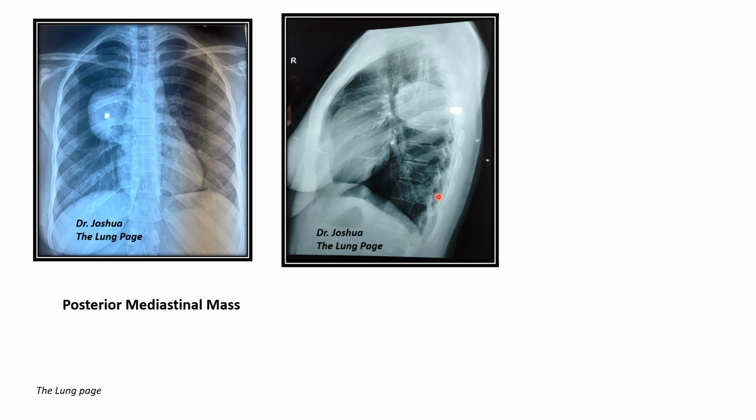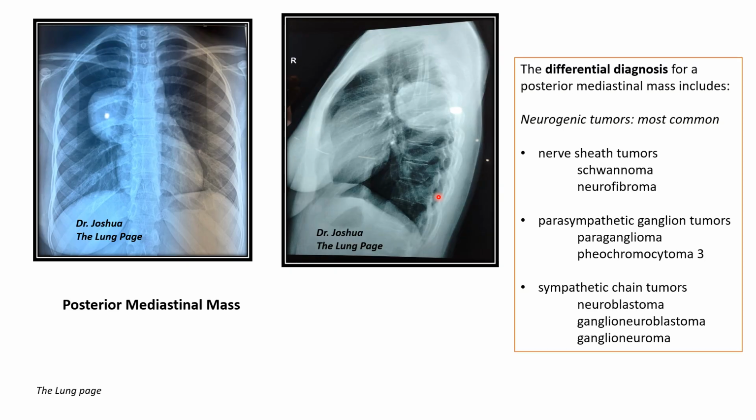So we have to think about the causes of posterior mediastinal masses. The most common causes are of neurogenic origin, right? Main causes are schwannoma, neurofibroma, ganglioneuroma, neuroblastoma. These are the causes of posterior mediastinal tumors. That's why this patient has constant back of the chest pain for several months.